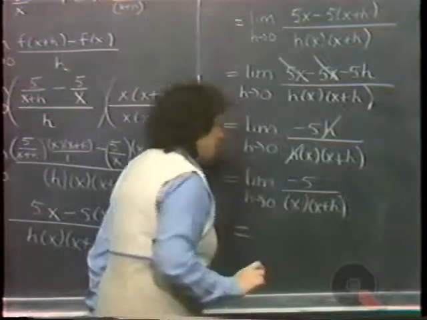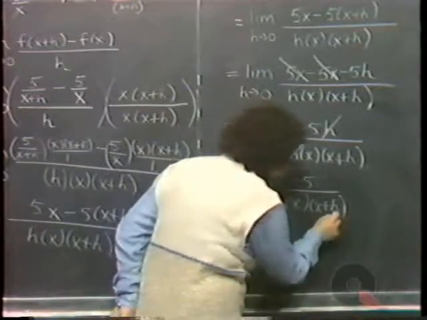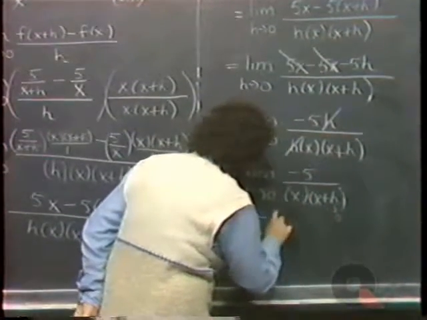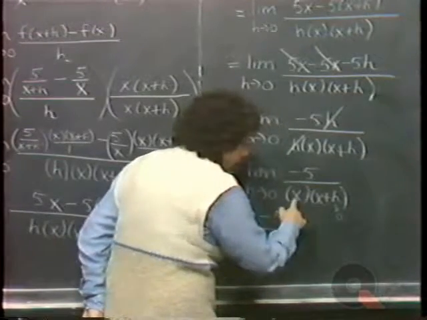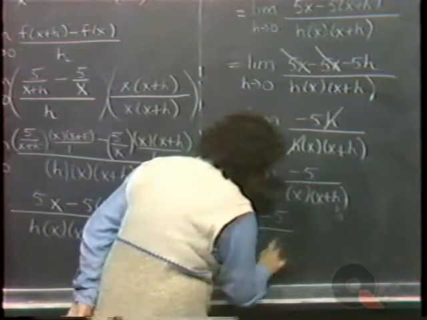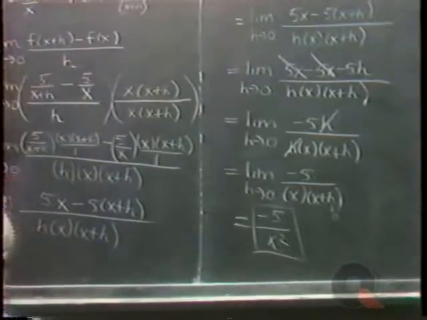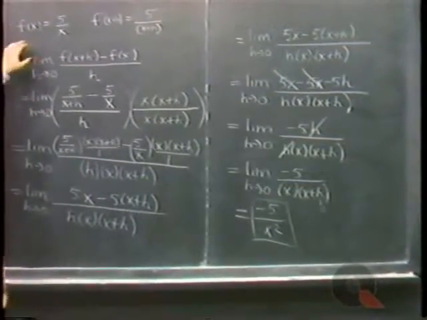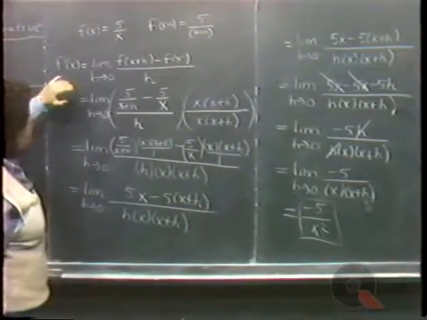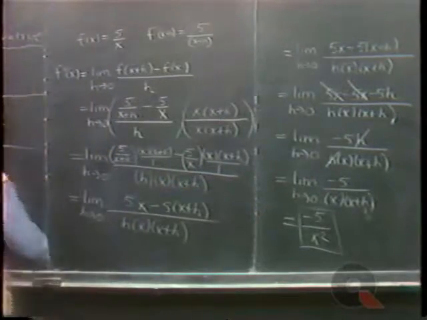Now, as h approaches 0, this h is downstairs, but it's not a factor in the denominator. It's just part of a factor. If h goes to 0, what happens? We get minus 5 over x times x plus 0, or minus 5 over x times x, or minus 5 over x squared for our derivative. So we were able to work out that if the function f of x is 5 over x, using the definition of the derivative, f prime of x is minus 5 over x squared.